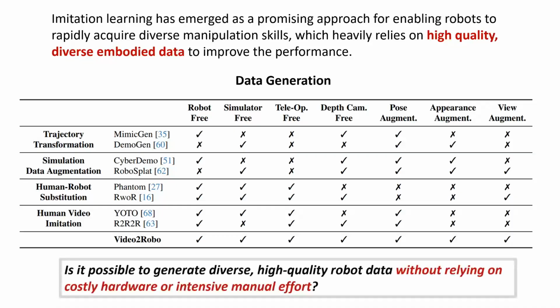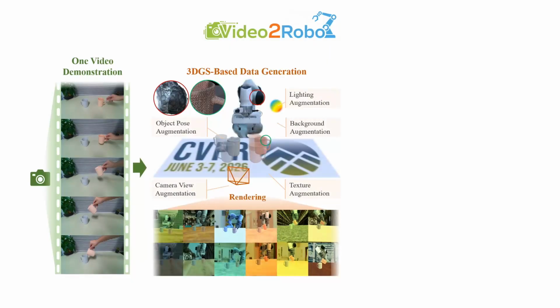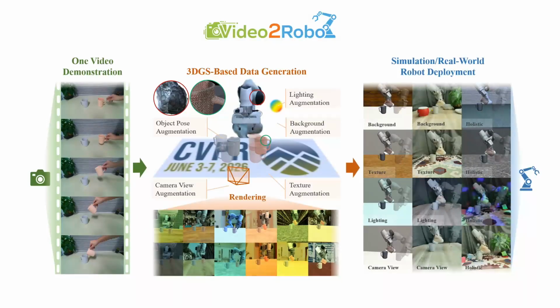Thus, we ask, is it possible to generate diverse, high-quality robot data without relying on costly hardware or intensive manual effort? To answer this question, we propose Video2Robo. It takes only one monocular human demonstration video as input. Through 3D GS-based diverse and efficient data generation, it enables seamless sim-to-real transfer to both simulated and real-world robots.